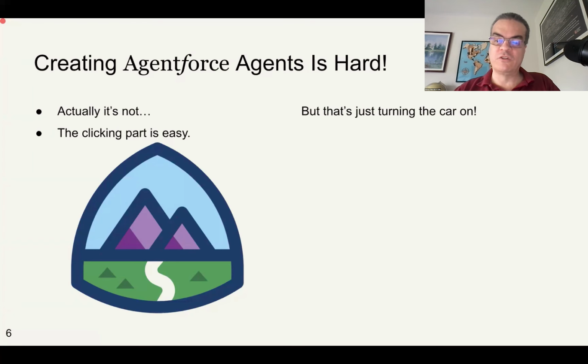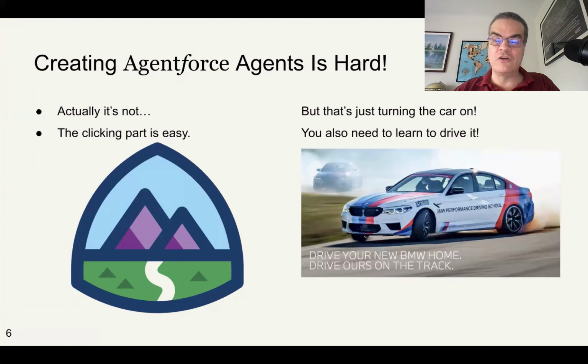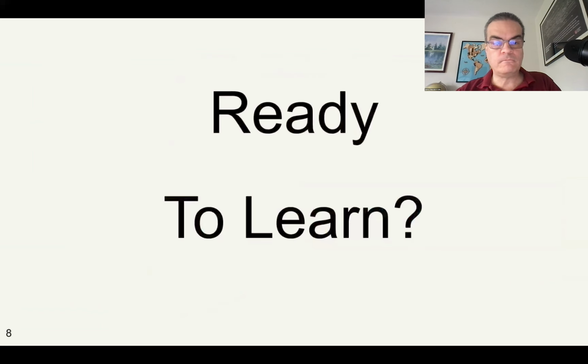It's like if you go to a car dealership, and you get a car, you turn it on, you turn it off, and say, yep, I'll buy it. Well, that's actually not really enough. You actually need to learn to drive it. And companies like BMW and others actually have schools to teach people how to drive. So that's kind of what I'm thinking about today. It's not just turning features on, it's actually how you go about thinking on building those particular agents. Ready to learn? Good, because I'm ready to teach.